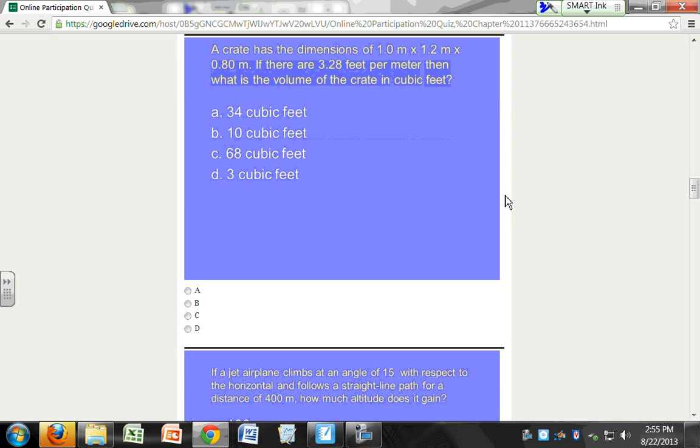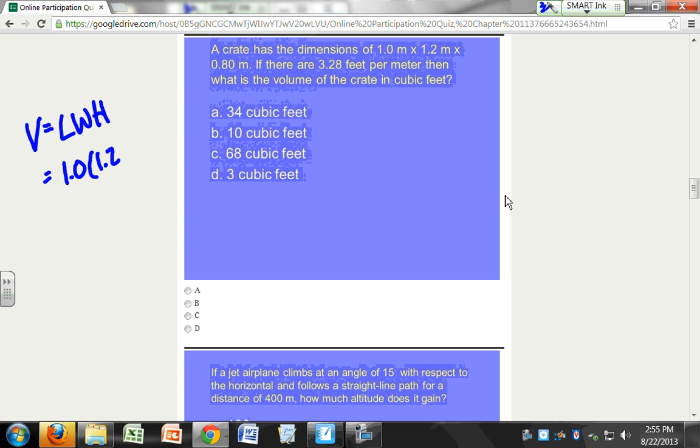A crate has these dimensions. If there are 3.28 feet per meter, then what is the volume of the crate in cubic feet? Well, let's first find the volume, which is length times width times height, in cubic meters. That's 1 times 1.2 times 0.80. That's 0.96, keeping 2 sig figs, which is appropriate.